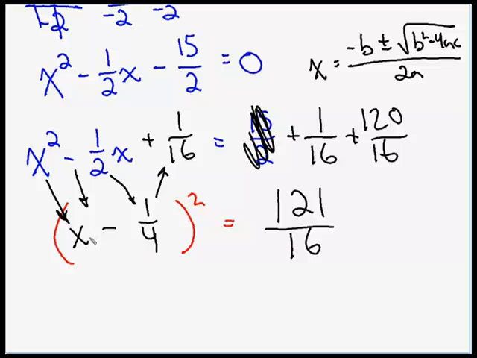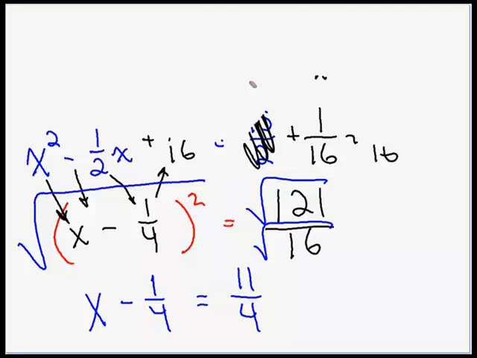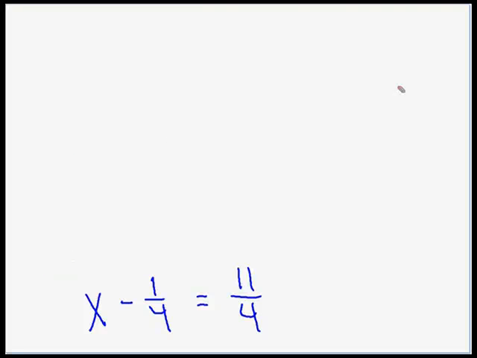Now that looks pretty nasty as a fraction, but remember we still have our most important step where we square root both sides. And when I look at the numerator, that's a perfect square, and my denominator is also a perfect square. So the square and the square root on the left side cancel, and we're left with what is under the radical, x minus 1/4. That is equal to the square root of 121 is 11, and the square root of 16 is 4. Alrighty. And now, plus or minus.